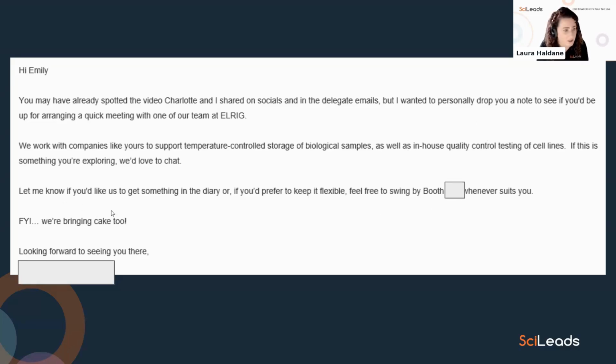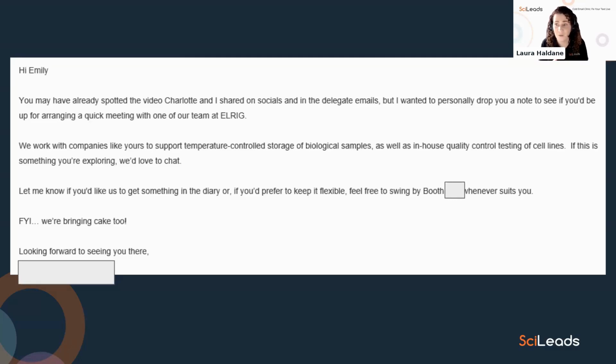And yet there's no actual call to action here. Just looking forward to seeing you here. Let me know if you'd like something in the diary. It's two calls to action. Let me know if you need something in the diary or swing by the booth. Too many options. There's no question here. How do I respond? How do I set up a meeting?